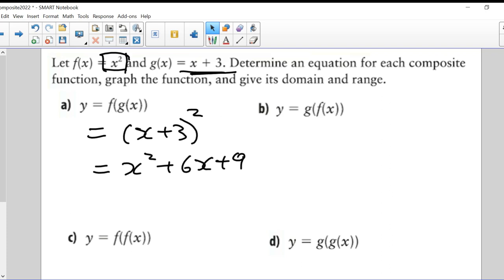Right? If we were to compose it the other way, Isaac says x squared plus 3. You're absolutely right. The question that Mr. Richards did was very, very similar to that. X squared plus 3 is absolutely correct.